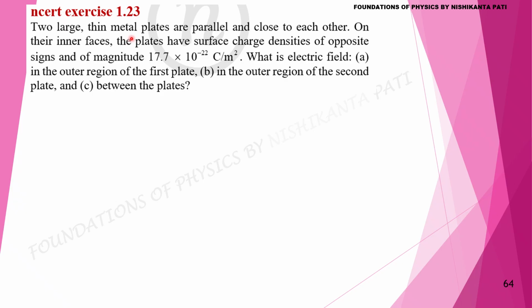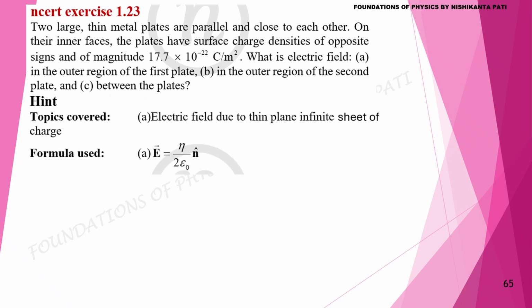Two large thin metal plates are parallel and close to each other. On their inner surfaces, the plates have surface charge densities of opposite signs and magnitude given. What is the electric field in the outer region? Also, in the region between the plates. The electric field due to a thin plane infinite sheet of charge is E vector equal to eta by 2 epsilon 0 n cap. Eta is the surface density of charge.